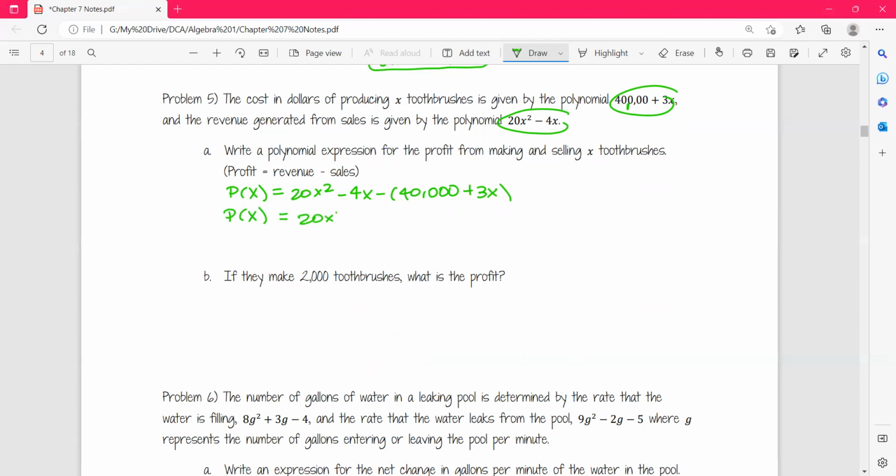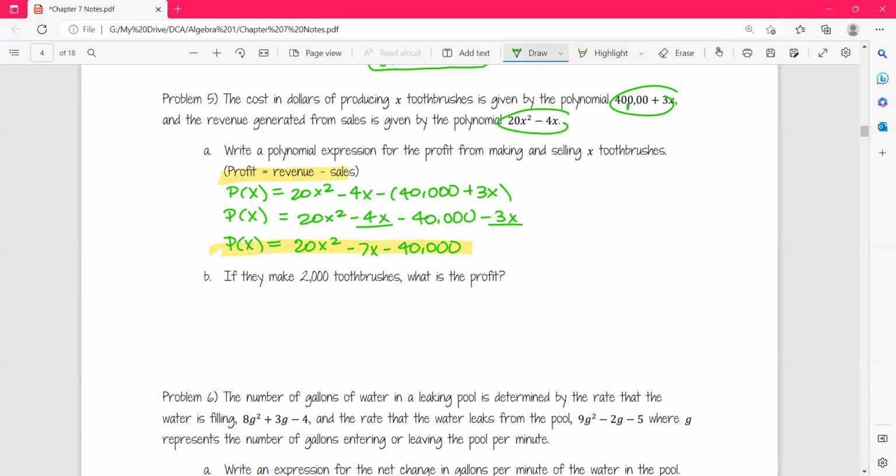Remember our first step, distribute the negative to the 40,000. Then we need to combine like terms. 20x squared is the highest exponent, minus negative 4x, minus 3x is negative 7x, minus 40,000 is my profit. What is my profit equation? This is my answer. Okay, we needed to be given that formula. I wouldn't expect you to know that formula. That will help us just substitute in what we need to know.